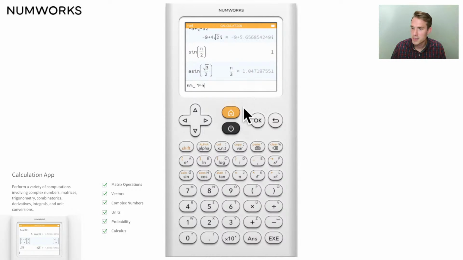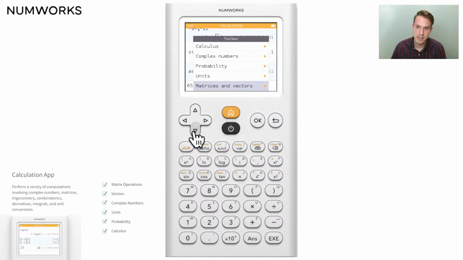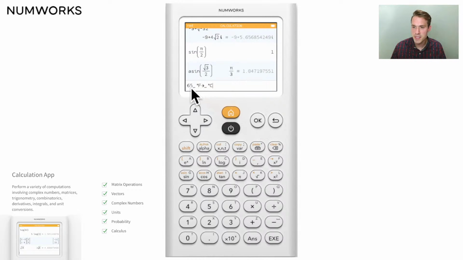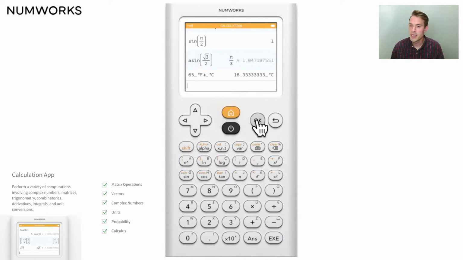And if you click that option, what that's going to do is just bring that arrow down, which we could have done manually. So I could just hit shift and then my x to the y power, which the shift option is the arrow. So that's the same way to get that. And I want to convert this to degrees Celsius. So from units, I'm going to go to temperature and grab degrees Celsius. So this says 65 degrees Fahrenheit. Let's convert that to degrees Celsius. And we get 18.33 repeating degrees Celsius.